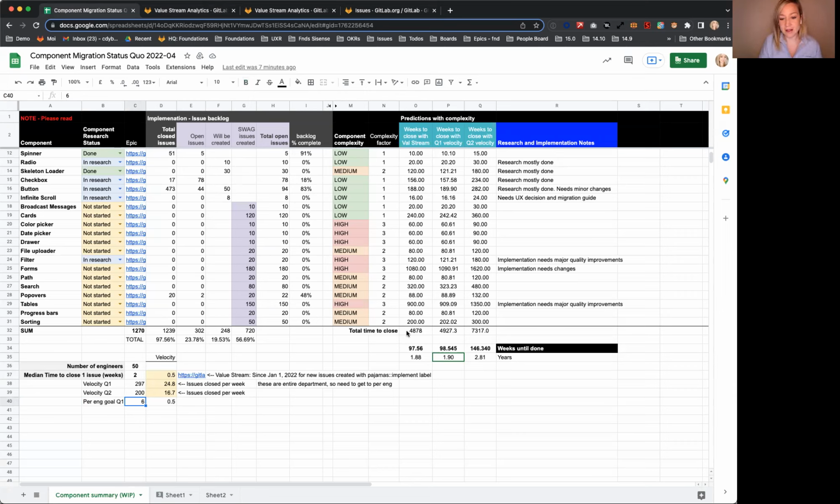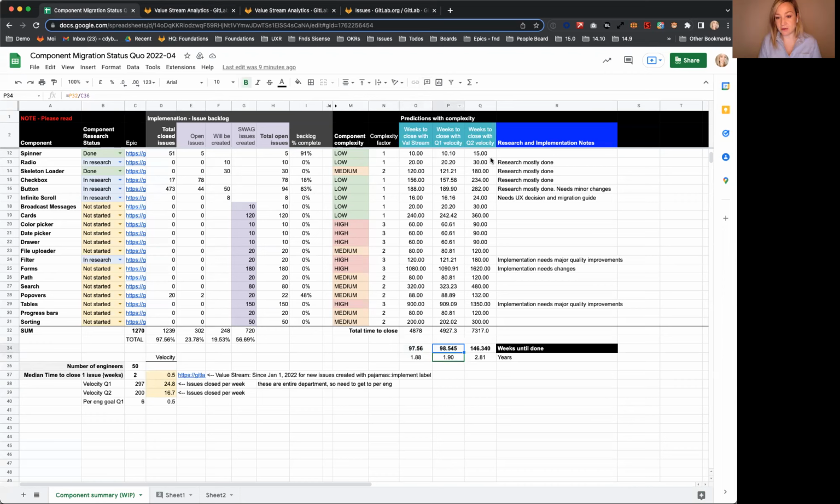So value stream puts us at around 97 weeks, 1.88 years. I modeled it again using the actual velocity of issues closed, which is in Q1, 297 issues were closed. And that took me to a velocity of 24.8 per week for the whole org. And so doing the math from there, same thing, total issues open times that velocity. And I divided it by the total engineers because that value was across the whole org. And then I divided it by the complexity factor. So, and filled that down. That surprisingly got right in the same level, around 98.